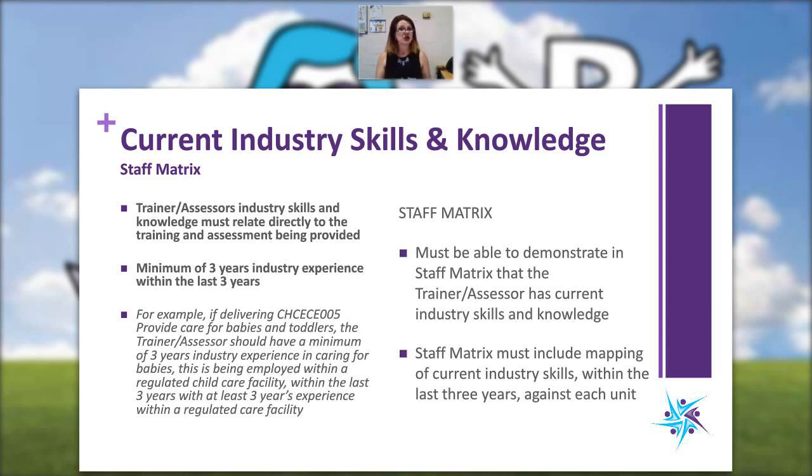So they might have 20 years industry experience, but they did it 10 years ago. That's not current. If they have 20 years industry experience and they did it within the last 2 years or 3 years, then that's current. So that's what the auditors deem as current, and that's what they look at as sufficiency.